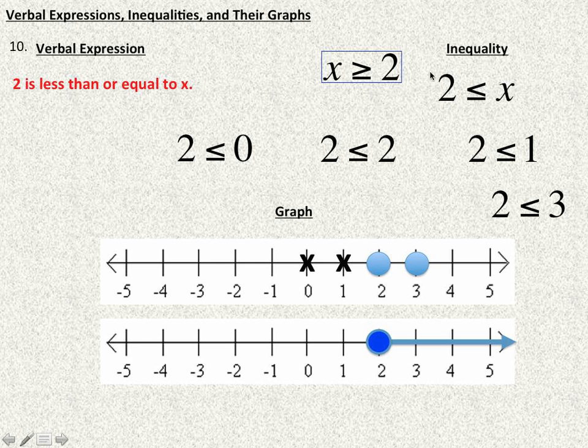All right? It might help you to flip this thing around. I like to have my x on the left, so I just reflect this whole thing. If 2 is less than or equal to x, that means x is greater than or equal to 2. I just turn the whole thing around. X is greater than or equal to 2.